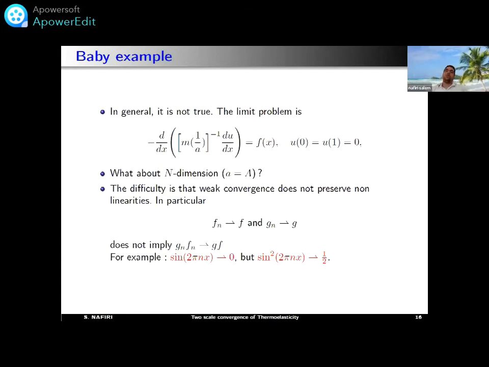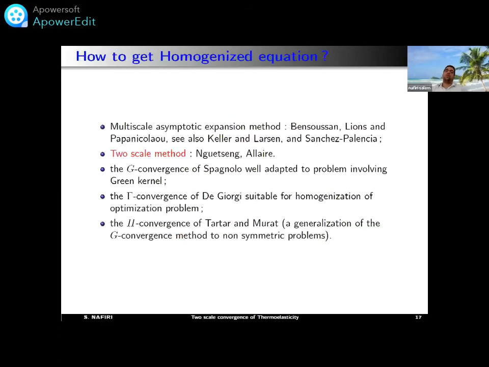Among the methods for this type of problem, we can find the multi-scale asymptotic expansion method used by several authors like Bensoussan, Lions and Papanicolaou, and the two-scale method, which is the object of our presentation. There are other types of convergence like G-convergence, gamma convergence, and H-convergence.